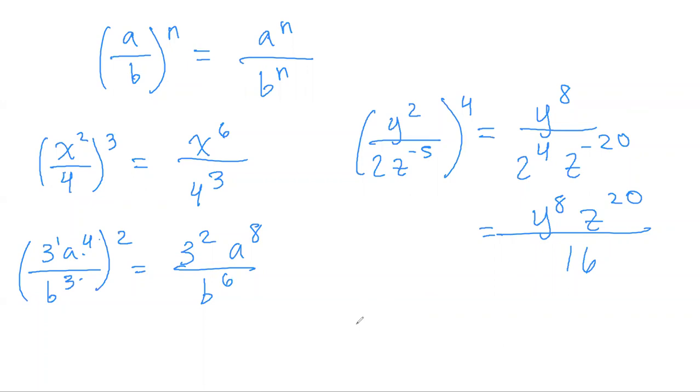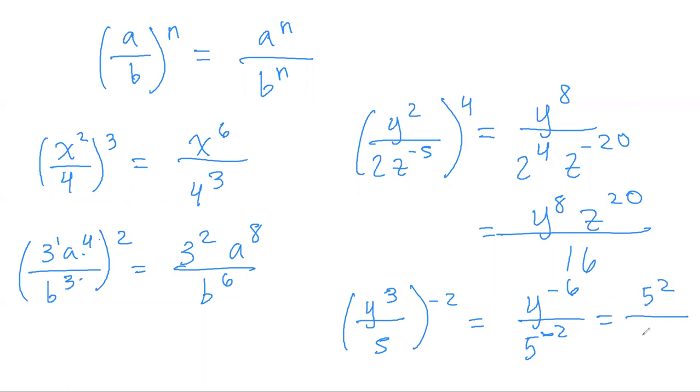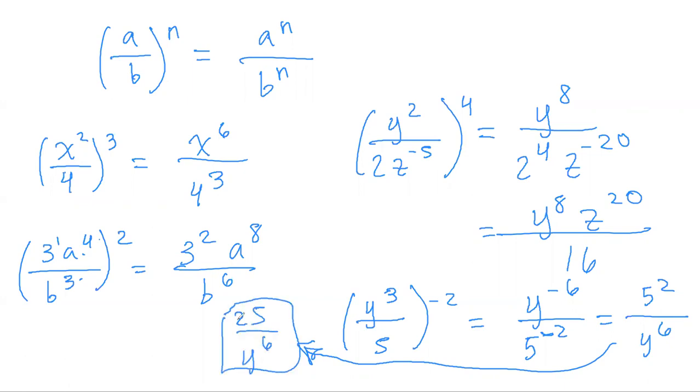And perhaps we can do just one more. (y cubed over 5 to the negative 2) squared is the same as y to the negative 6 over 5 to the negative 4, which I can kind of flip-flop here and just have 5 to the fourth over y to the 6. Kind of ran out of room here, but I'm just putting my arrow over here to show that this is equal to 25 over y to the 6.